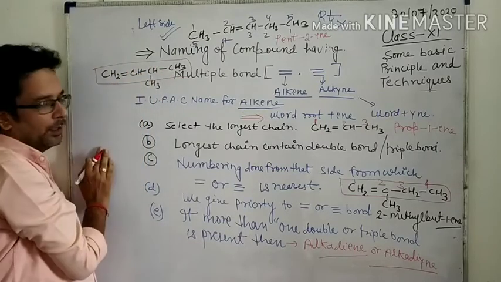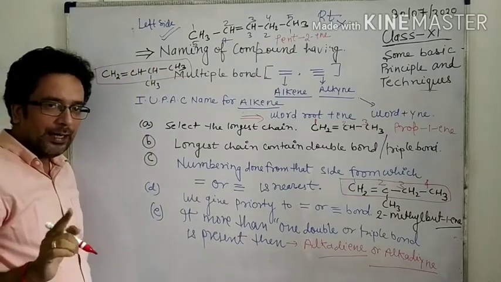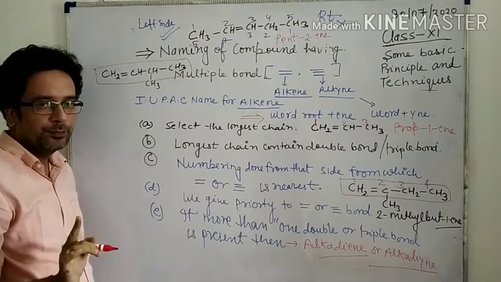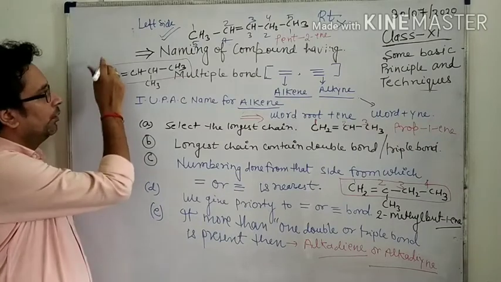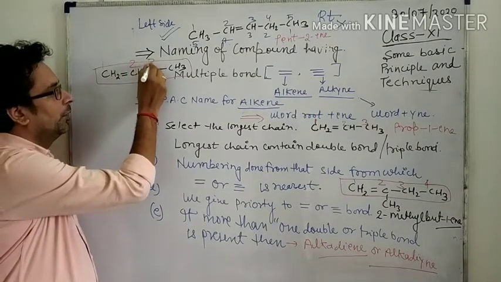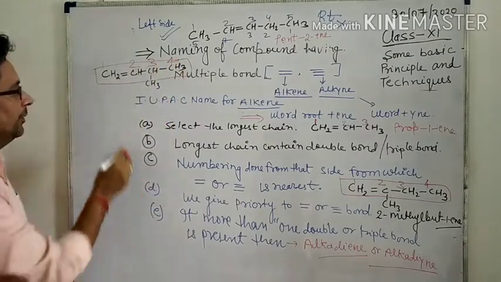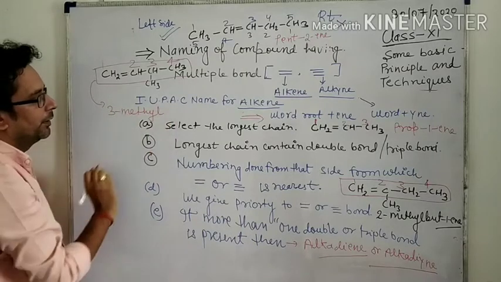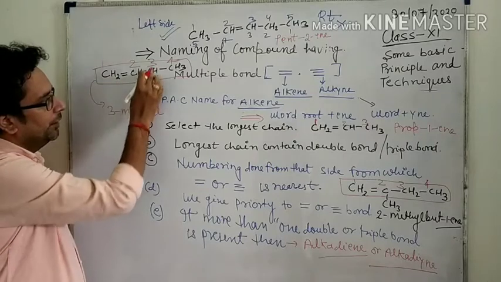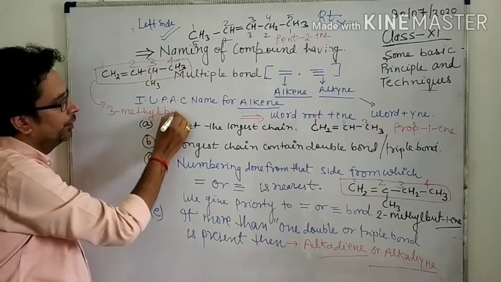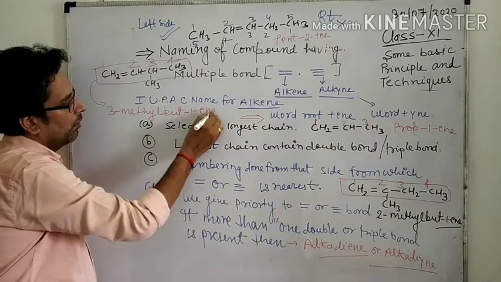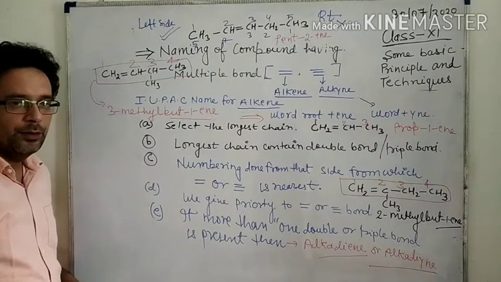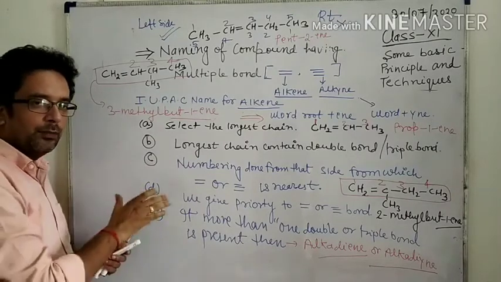1, 2, 3, 4. Now when double bond and side chain are present, we start the numbering from the double bond. Okay, so look here. Double bond 1, 2, 3, 4. So what is the name of this compound? 3-methyl. Okay, 1, 2, 3. 3-methyl. Total number of carbon is 4. So but-1-ene. In a similar way, we also write the name of a compound having a triple bond.